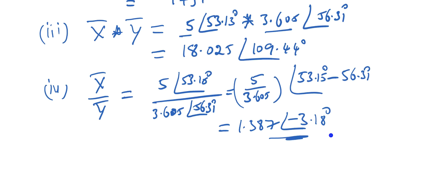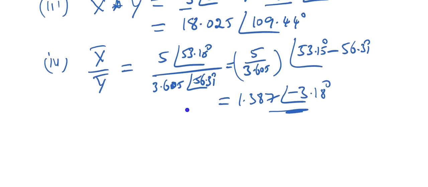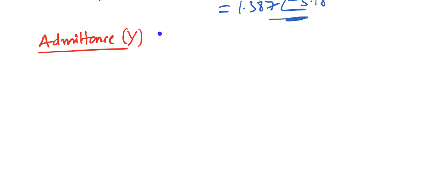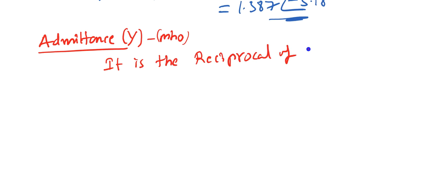So these are the fundamentals. The last concept in this session is called admittance. What is admittance? It is denoted with capital Y, and it is measured in mho, the units. The definition is that it is the reciprocal of the impedance.